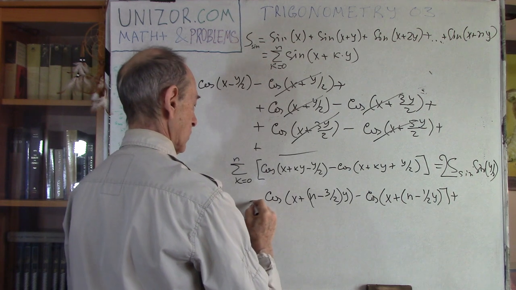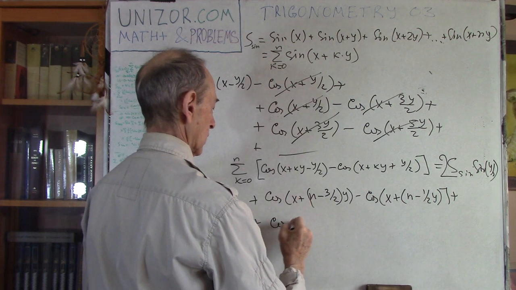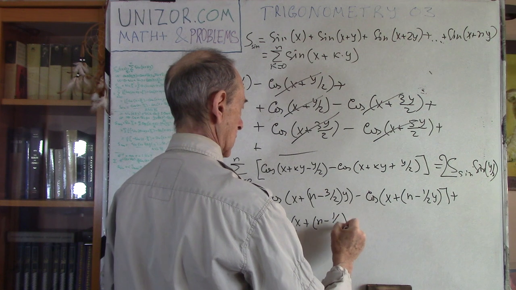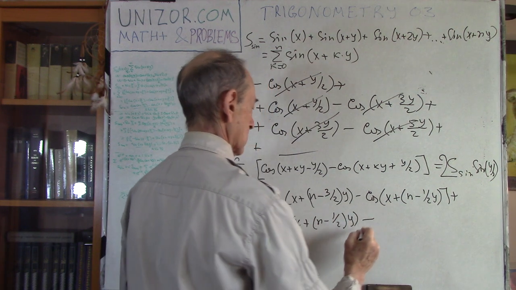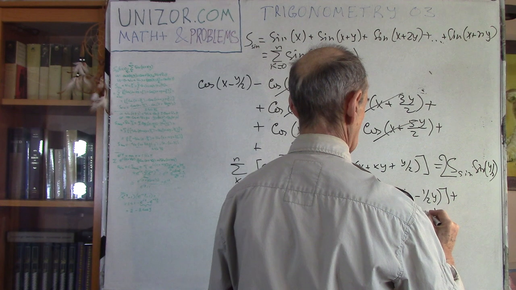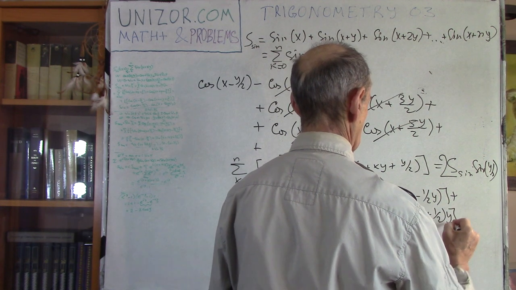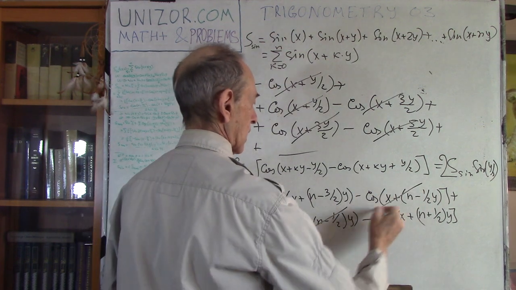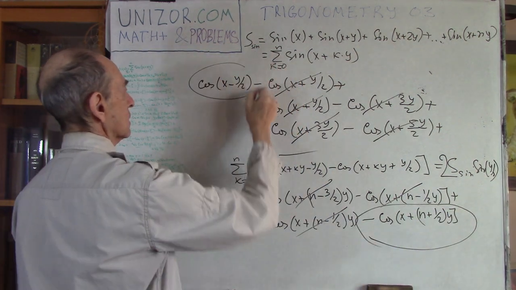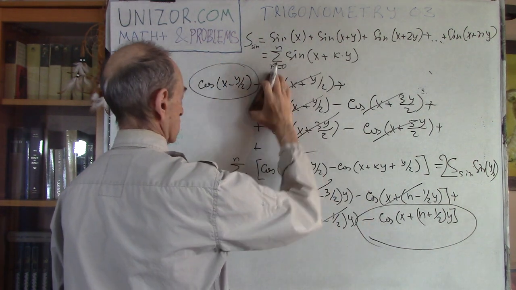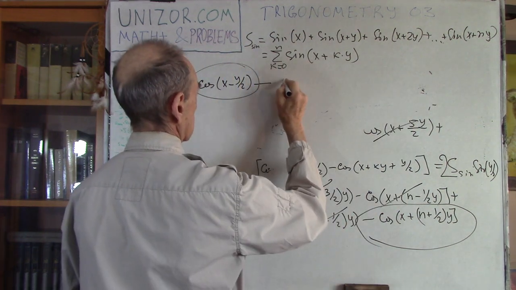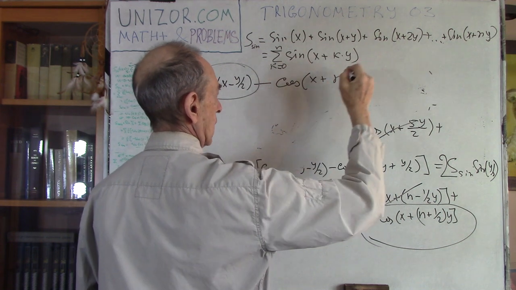plus. And the last one, when k is equal to n, I will have cosine x plus n minus 1 half y, minus cosine of x plus n plus 1 half of y. So that happens. This would be the previous one, and what remains is this one and this one. Minus cosine of x plus n plus 1 half.